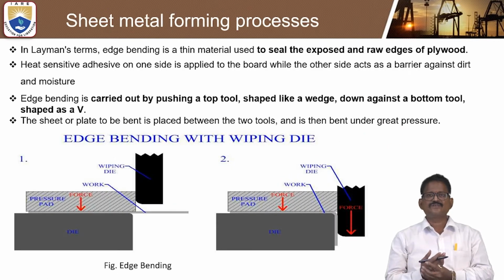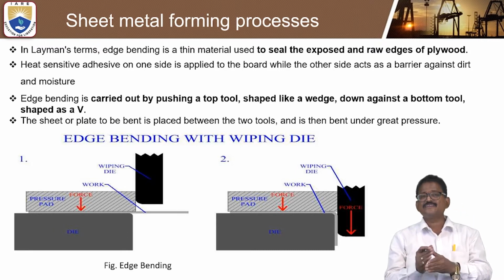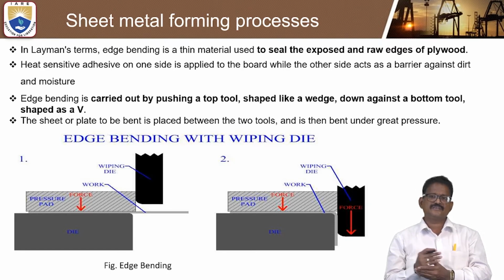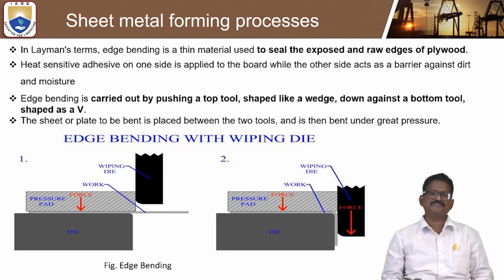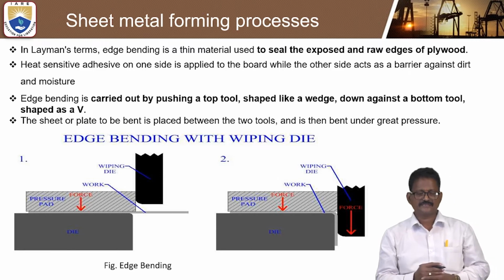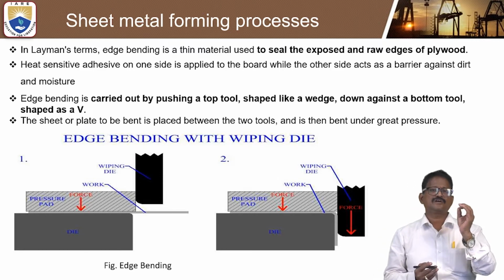Now look at the different types of sheet metal forming processes. Bending is one important secondary process, where you can perform simple bending, either V or edge, or a wiping die can be used. It is very interesting how they perform the edge bending, according to the scientist's and layman's terms.